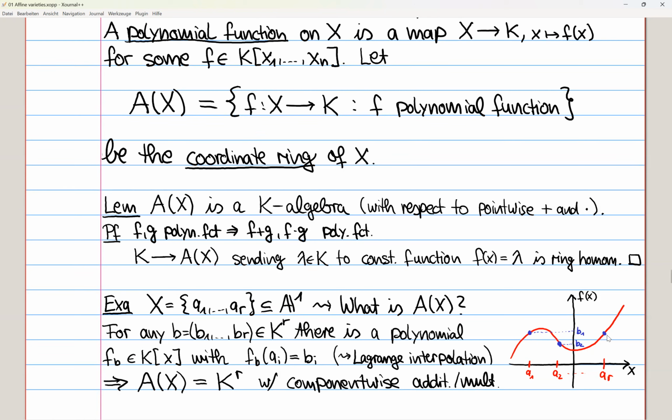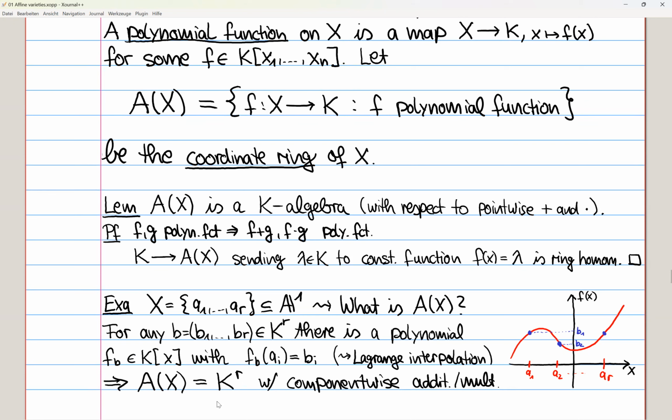So this gives these kind of blue points. And then it's just a classical statement of, for example, Lagrange interpolation, that you can find a polynomial which goes through all these points. But this means there's basically no restrictions. Any set theoretic function from this finite set to K can be a polynomial function.